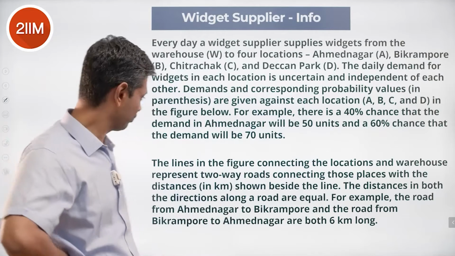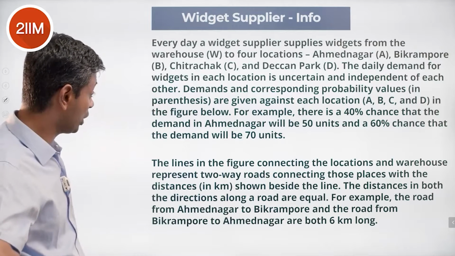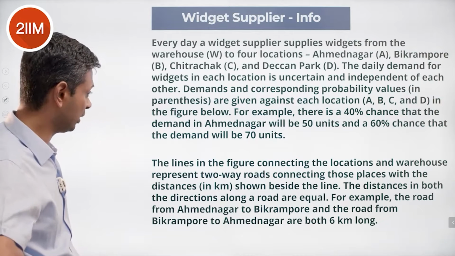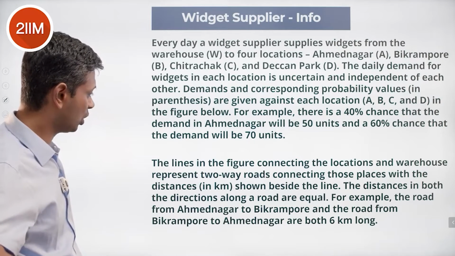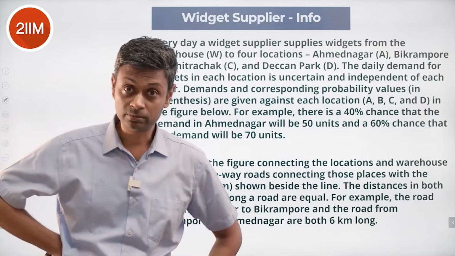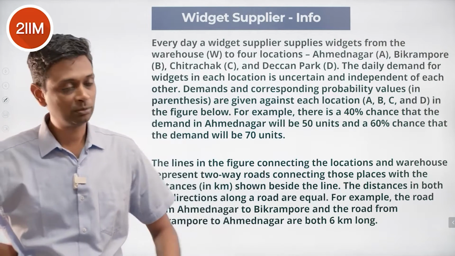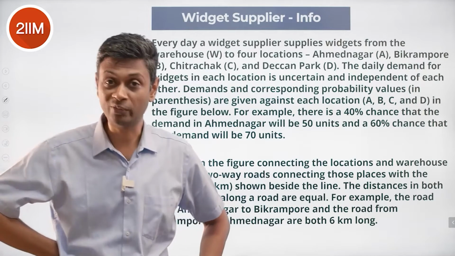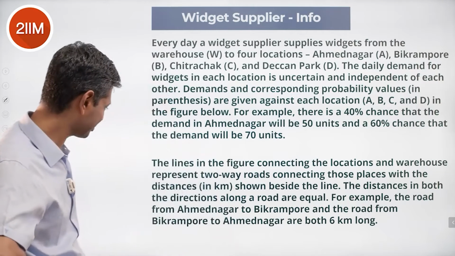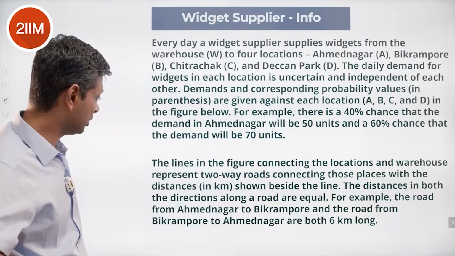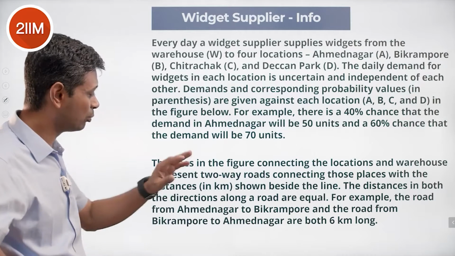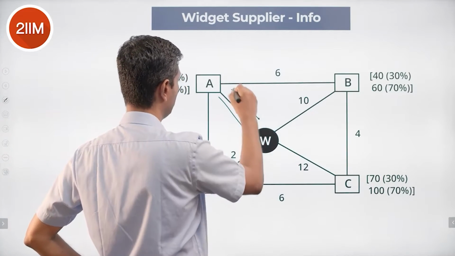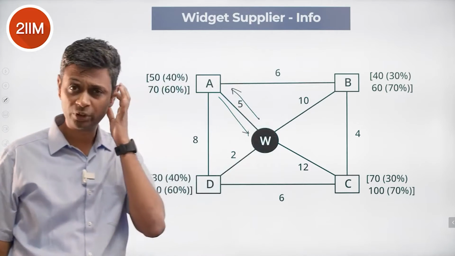Yeah, we understand that. The lines in the figure connecting the locations and warehouse represent two-way routes connecting these places with distances in kilometers shown beside the line. The distances in both directions along the road are equal. So it's not like from Borivali to Kandivali it takes 15 minutes, from Kandivali to Borivali it takes 25 minutes because of one way. So it's not like that. For example, the road from Ahmednagar to Bikrampur and the road from Bikrampur to Ahmednagar are both 6 kilometers long. These are all two-way roads. You can go this way or this way, and the distance is same, 5 kilometers both ways.